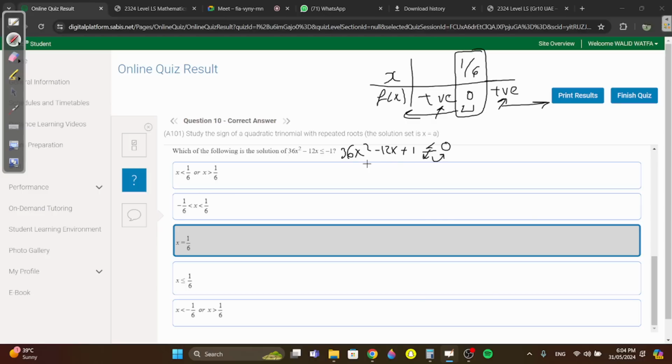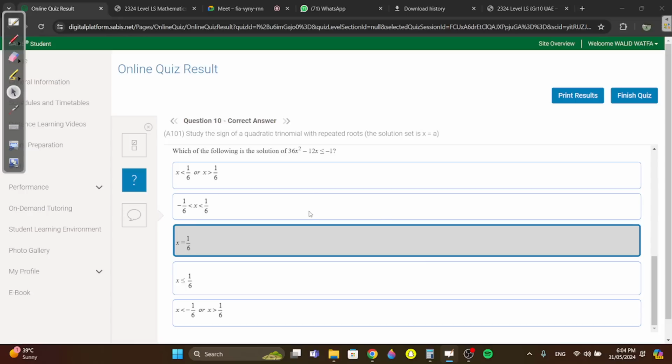So you can write 36x squared minus 12x plus 1 less than or equal to 0 for x equals 1 over 6. Boom, you get full marks. And of course, show your work. You factored and you showed the solution.